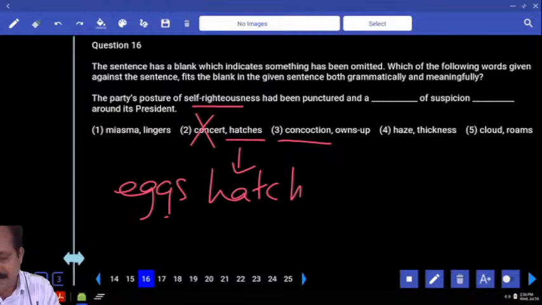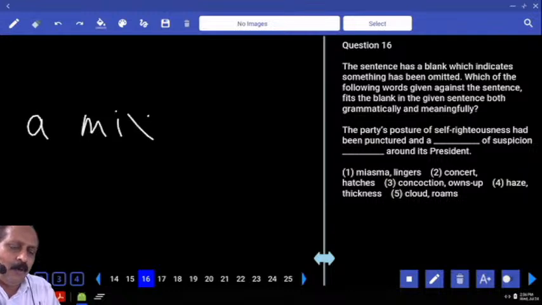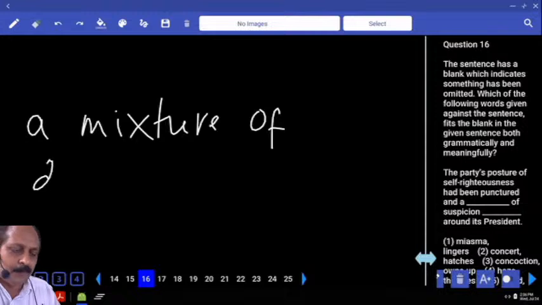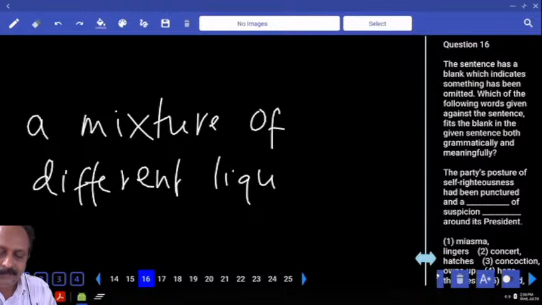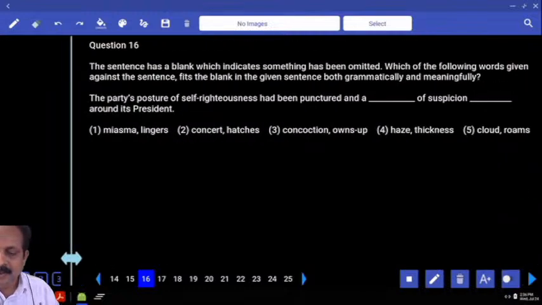Concoction, write the meaning of that word. Concoction means a mixture of different things or liquids. They mix so many things, that is known as concoction. Copied? Does it go with this context? Please respond. No. Haze. Haze means not clear.